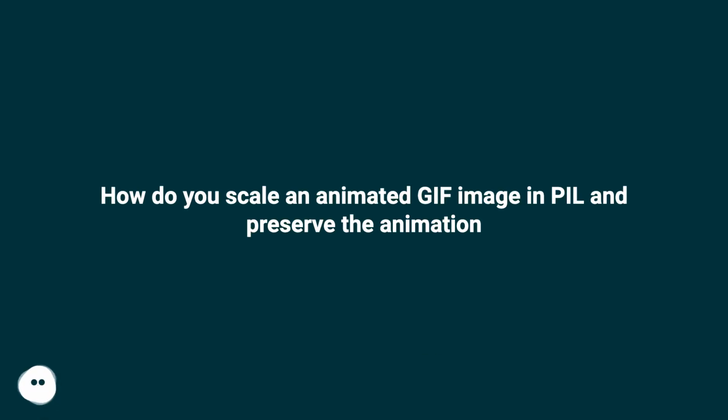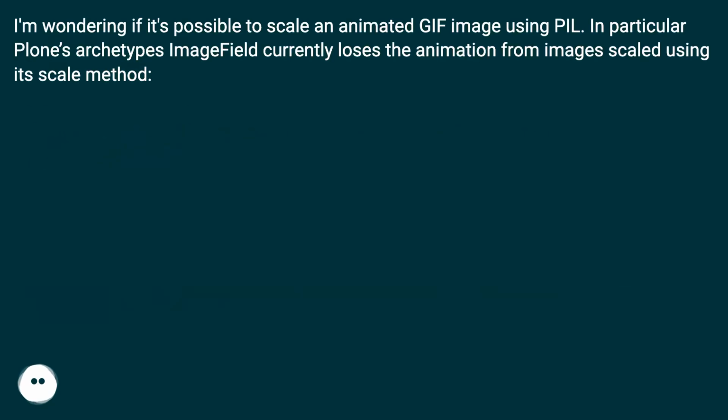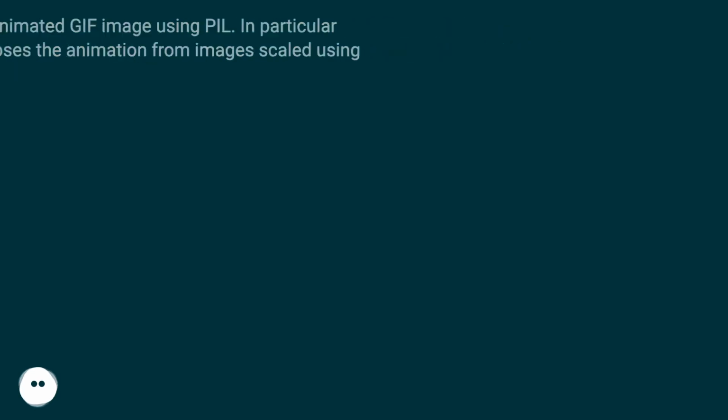How do you scale an animated GIF image in PIL and preserve the animation? I'm wondering if it's possible to scale an animated GIF image using PIL. In particular, Plone's Archetypes image field currently loses the animation from images scaled using its scale method.